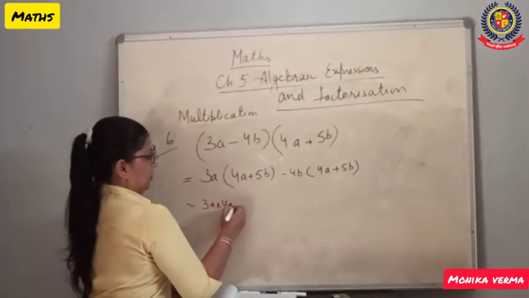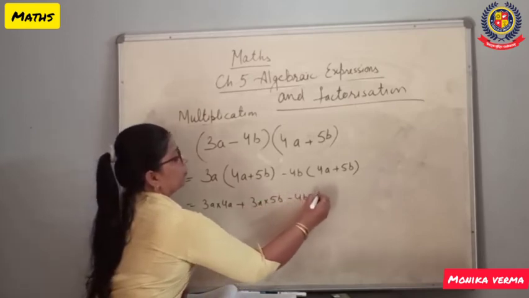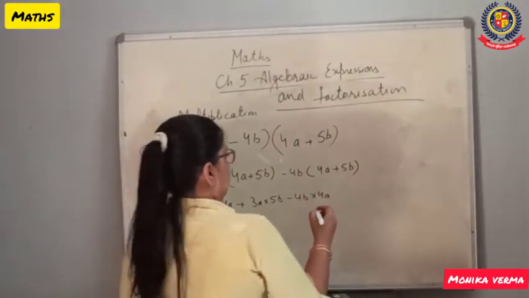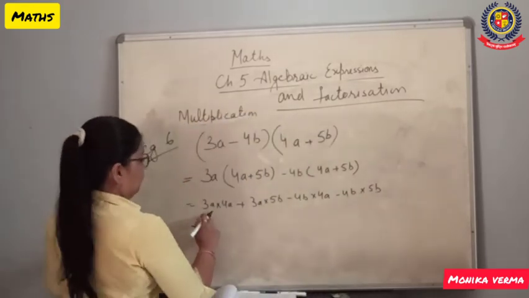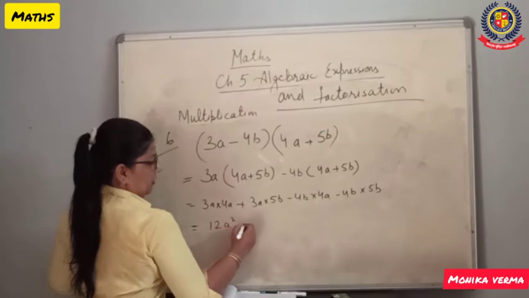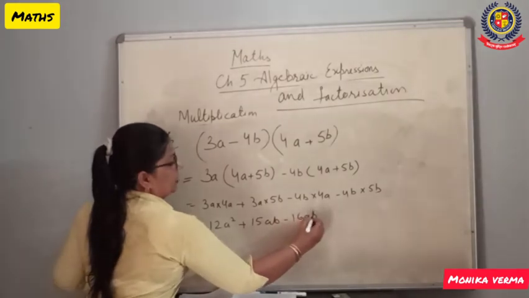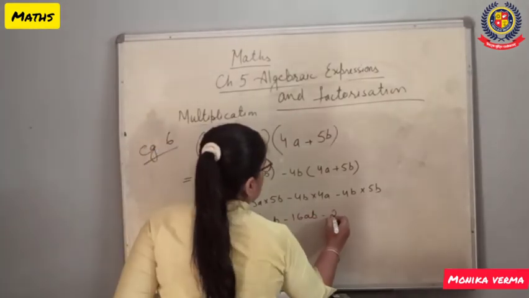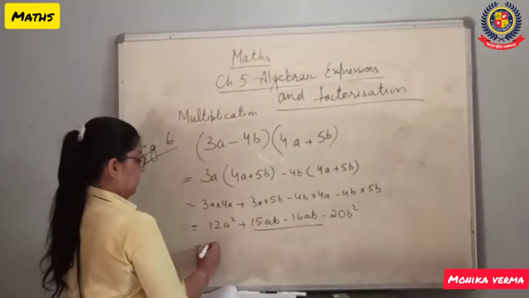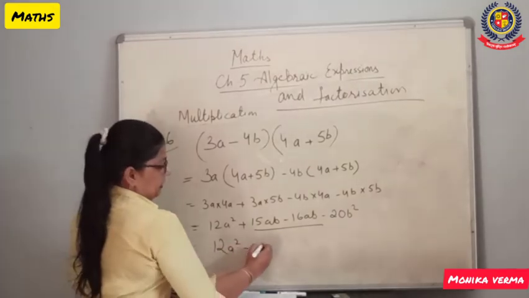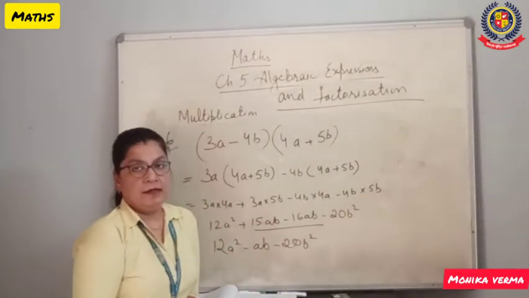3a into 4a plus 3a into 5b minus 4b into 4a minus 4b into 5b. I will solve it. 3 4s are 12a² plus 15ab minus 16ab minus 20b². And both of them are having ab, same sign. We will simplify it. 12a² minus ab minus 20b². And this will be our answer.